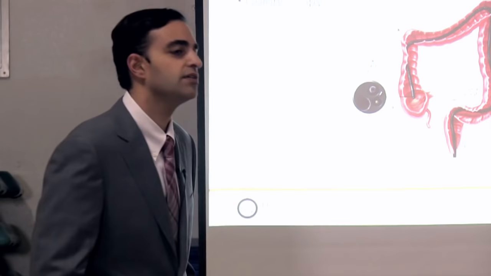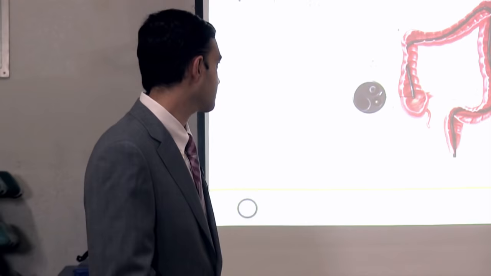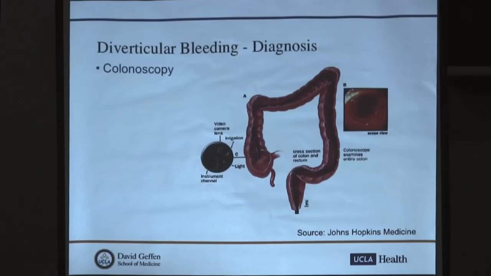Now colonoscopy, how many of you here have had a colonoscopy? Okay, so I think 90% of the people in the room have had a colonoscopy. So essentially the procedure involves passing a flexible tube. We pass it up the rectum and advance it all the way to the beginning of the colon. The tube has a camera at the end of it, a light source, and then a channel for instrumentation and another channel for irrigation.